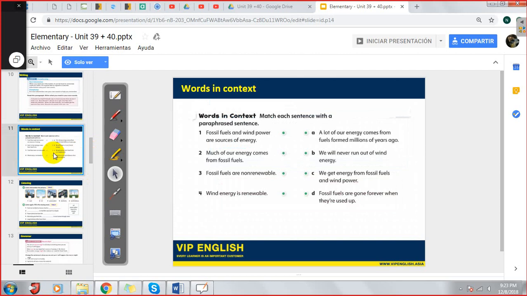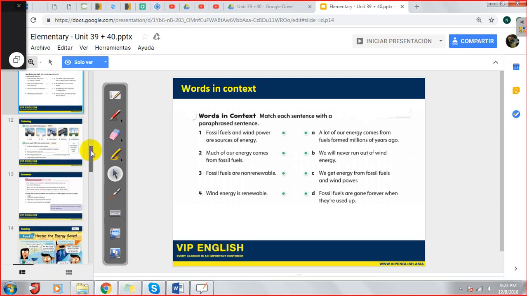Words in context. Match each sentence with a paraphrased sentence. You have four sentences on the left. Fossil fuels and wind power are sources of energy. Much of our energy comes from fossil fuels. Fossil fuels are non-renewable. Wind energy is renewable.